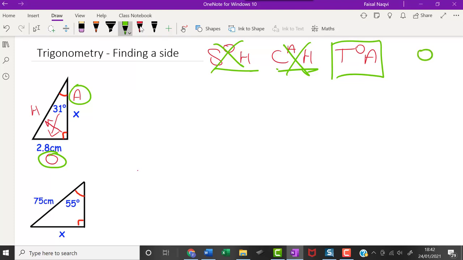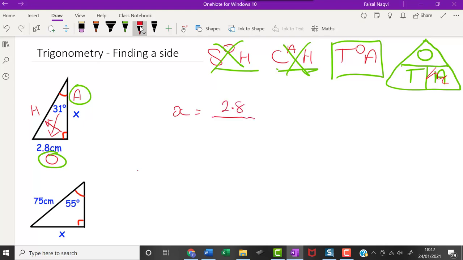Again, if I form it into a triangle, I know that I want the adjacent side, so it's going to be the opposite divided by the tangent. So my adjacent side is x, and that's going to equal my opposite side, which is 2.8, divided by the tangent of my angle, 31 degrees. If I put that into the calculator, I get 4.66 centimeters to 3 significant figures.